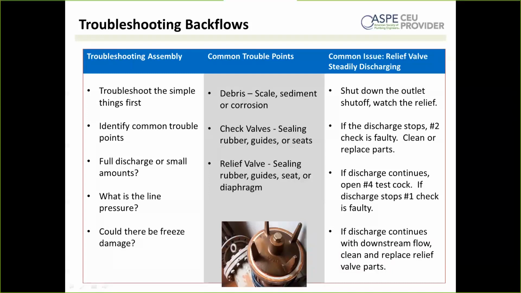Also, I want to say pay attention to freeze damage. This is especially common in southern states where backflow preventers are installed outside, and especially with the kind of weather that we've been having the past couple of years, often in places that rarely or never get freezes. You might get below freezing temperature for multiple days. That breaks a lot of backflow preventers. Insulated enclosures can help solve this issue.